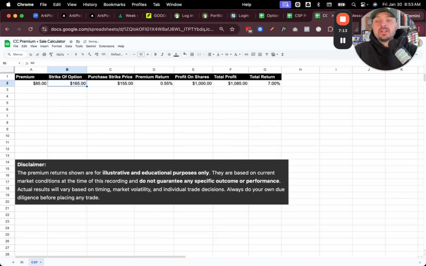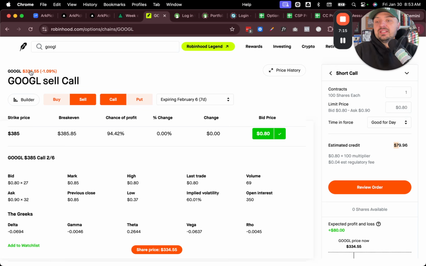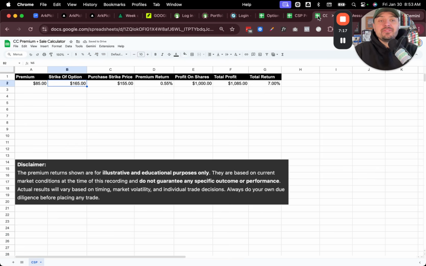Let's say the strike of the option, what did we say? We said it is $385. And again, you can get all these calculators at the end of the Ark Options workshop down below, 90 minutes of completely free training on the Ark Options strategy. The purchase strike price, let's just say your cost basis is literally $100.